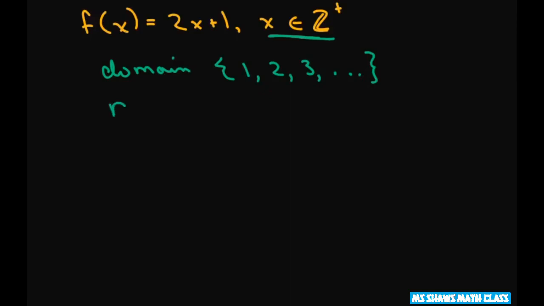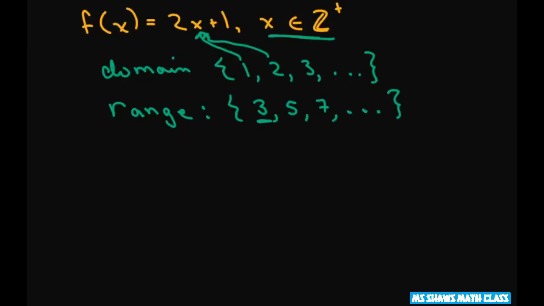Therefore, our range would be, and you plug in the 1 here, so 2 times 1 is 2 plus 1, that gives you 3. Then plug in the 2, and you're going to get 5, and then 7. So it's just going to be like a bunch of odd numbers here, but starting at 3.